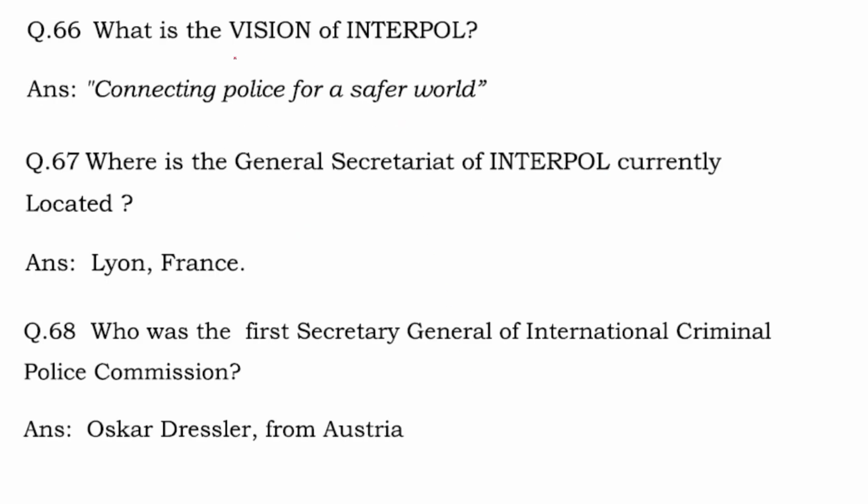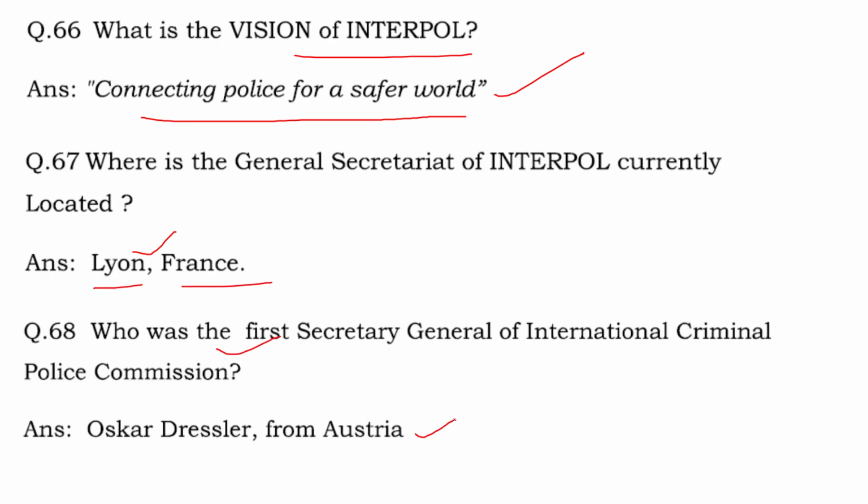Question number 66. What is the vision of Interpol? Connecting police for a safer world. Where is the General Secretariat of Interpol currently located? Lyon. This is a very important city in France. 68. The question is this, then the answer is this.